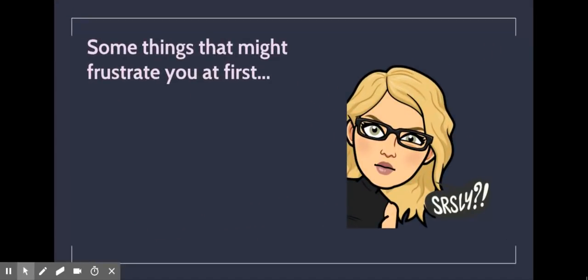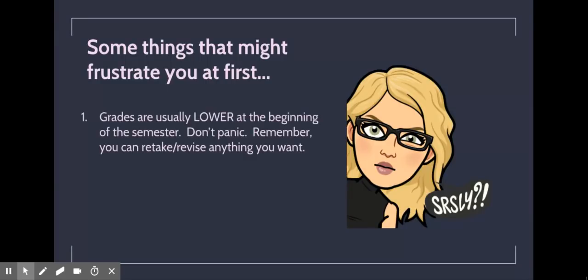Some things that might frustrate you at first. So this is the big one. Grades are usually lower at the beginning of the semester. There are a few grades in there. I don't have grades for a lot of the standards yet by the time that 6-week mark rolls around. And it's really hard to assess that, but a lot of times you're still learning the skill and developing the skill and understanding where you need to be. And there's nothing to pad the grade, like no 10 out of 10 completion points for homework assignments. So they are lower, but don't panic.